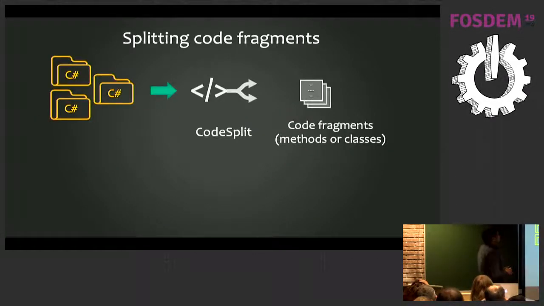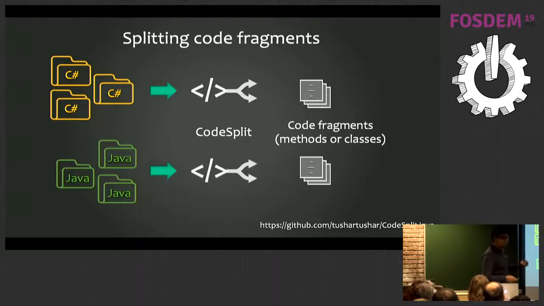The second thing we did is that for each project, we need to split the big projects into individual samples, individual fragments. An individual fragment could be a method when we are detecting implementation smells, and a class if we are detecting a design smell. So depending on that, we basically split the code into either method or class, and we put them in separate files. Same thing we did for the Java.